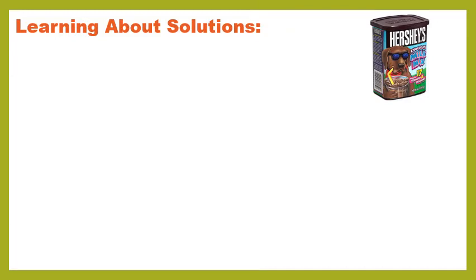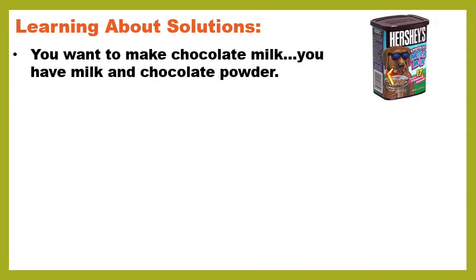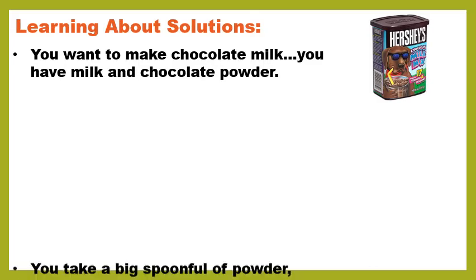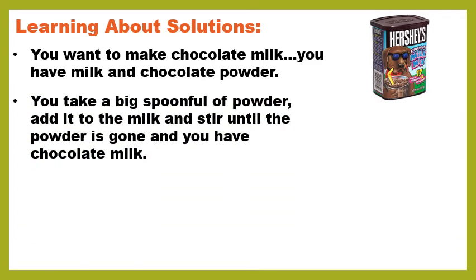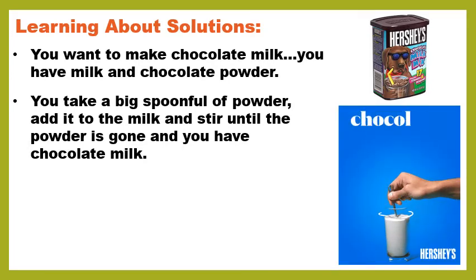All right, I want to talk about how we make minerals from solutions, but I would like to teach you guys about what a solution is first. So we're going to make believe for a little bit. Let's say you're getting hungry after this lesson and you want to make chocolate milk, and you've got milk and you have chocolate powder like Hershey's chocolate milk powder or like Nesquik or Carnation, whatever you have in the house. So you're going to take a big spoonful of the powder and you're going to add it to the milk, and you're going to stir the powder until it's absolutely gone and you have chocolate milk.